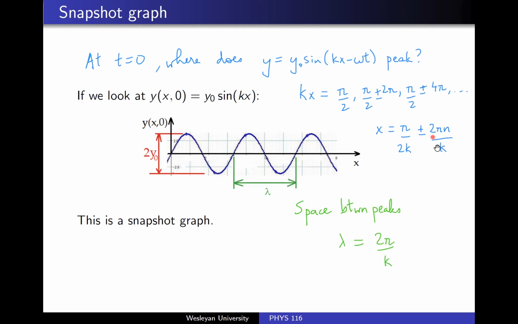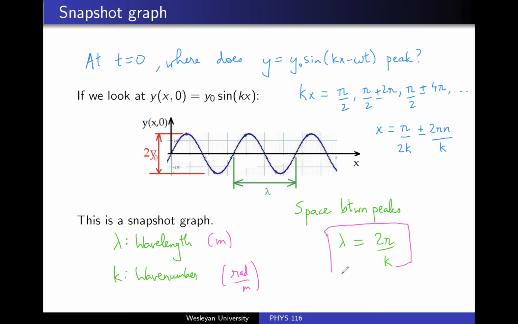You can see that here from the 2 pi over k times n. This space between the peaks at a given moment in time is called the wavelength, which we denote by lambda. k is called the wave number. The wavelength is measured in meters, and the wave number is measured in radians per meter, and they are connected by this formula.